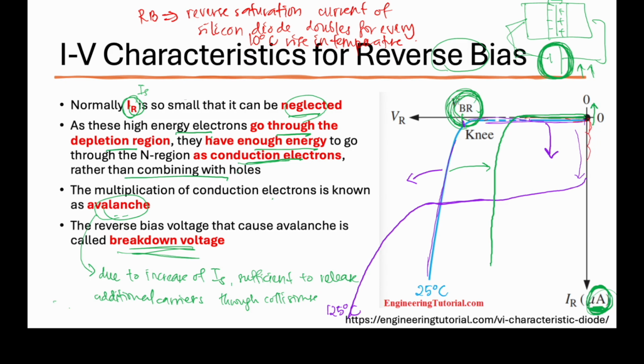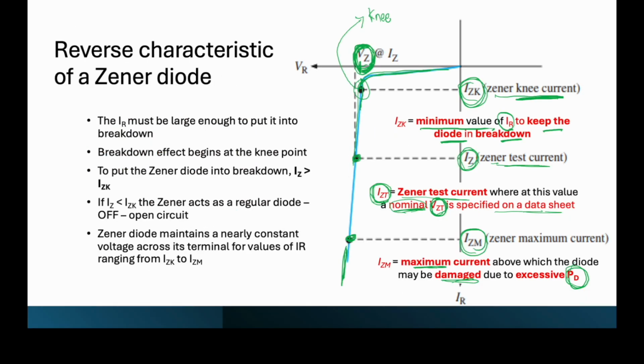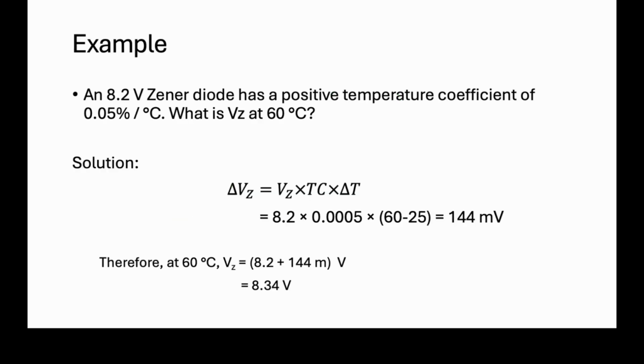When you reduce the temperature, the value of the current becomes lower. For the temperature coefficient here, this will not be covered in your task, so I leave this for your own reading.